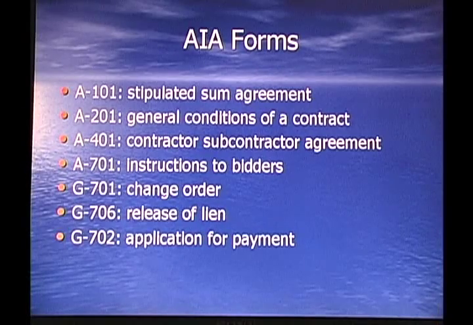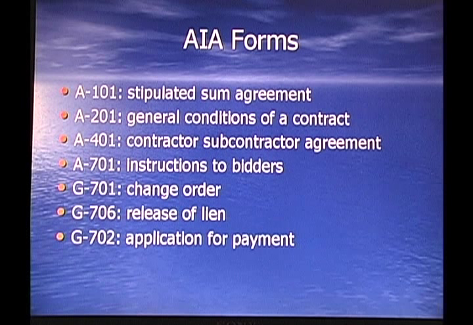The AIA forms, as I've already stated: you have the AIA 101, which is the stipulated sum agreement. You have AIA 201, which is the general conditions of the contract. This is between the owner and the builder. 401 is between the contractor and subcontractor. 701 is instructions to bidders. It tells them what they have to do and the time schedules for performing on the bid.